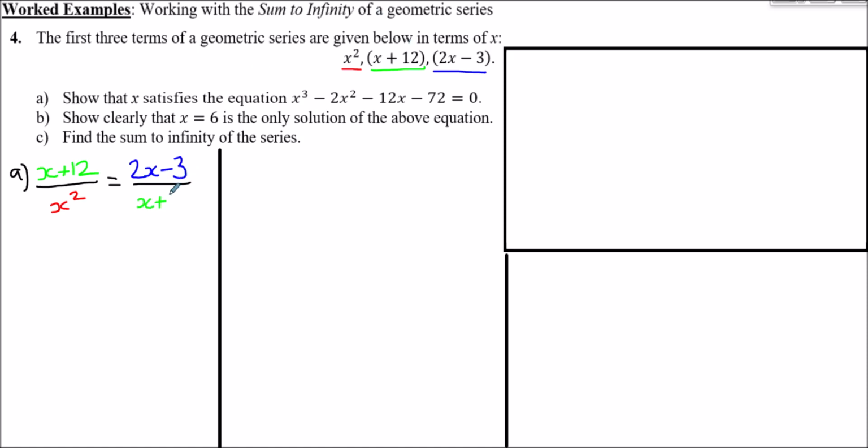So we can set up this algebraic fractional relation. Now we can cross multiply to solve this. If we have one fraction equals another, then that one multiplied by that one will equal that one multiplied by that one. So now we can say x plus 12 squared must equal x squared multiplied by 2x minus 3.